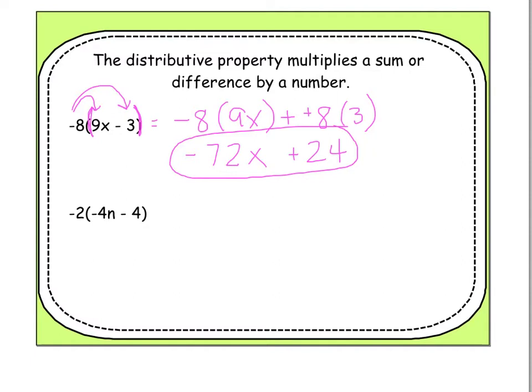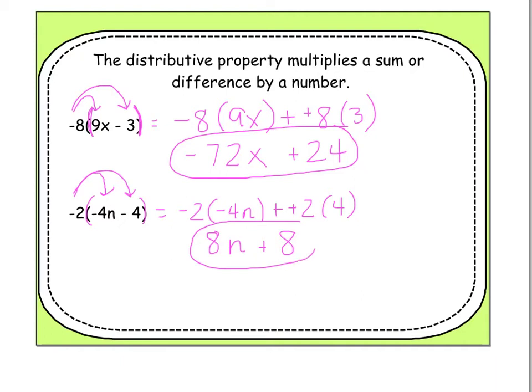The next problem we have is we're looking to see who is trying to get into the party, and it's the -2 that wants to get into the party. So -2 needs to first shake hands with -4n. We'll bring our minus sign, and then our -2 has to shake hands with the 4. Now we'll follow keep it, change it, flip it. -2 times -4n is going to give us a positive 8n, plus 2 times 4 is going to give us 8. Final answer.